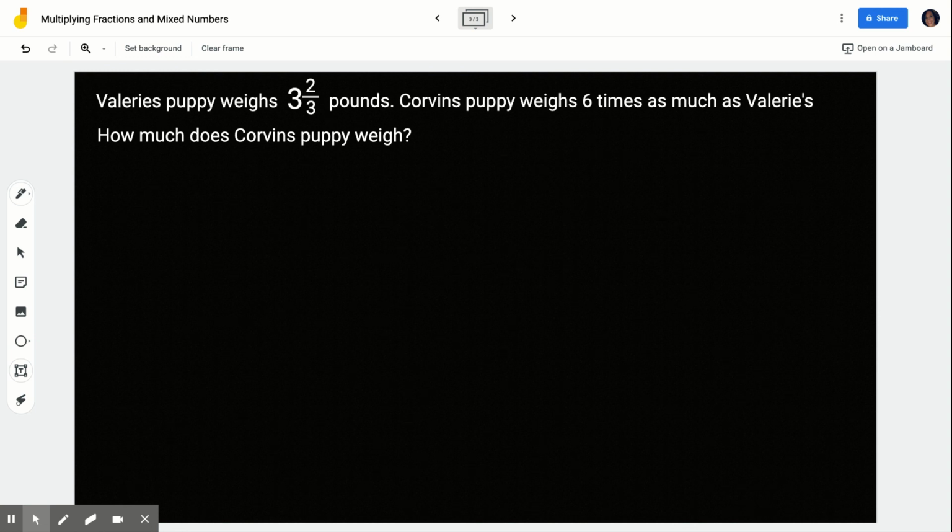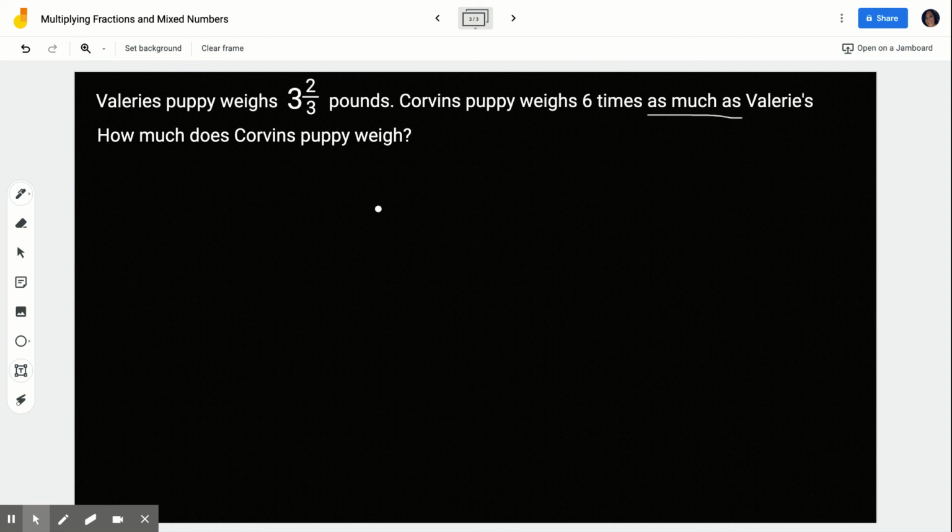Today we're going to talk about two new skills with multiplying fractions. The first skill is multiplying mixed numbers by a whole number. We are going to pay special attention to the words "as much as." So we're working with fractions, trying to figure out 6 times as much as in this problem. "As much as" indicates multiplication.